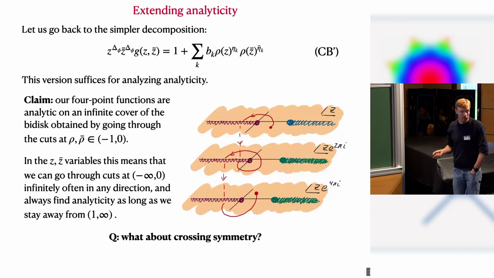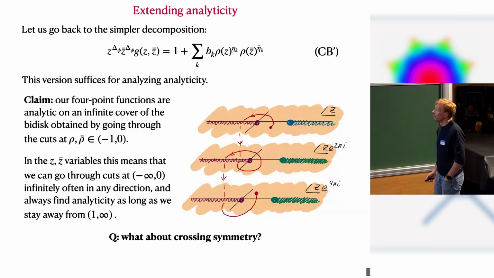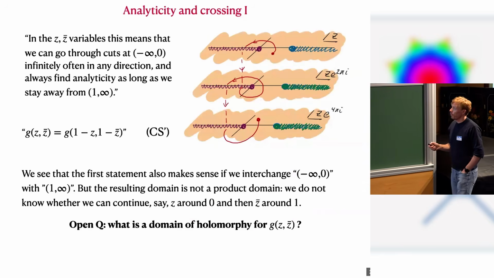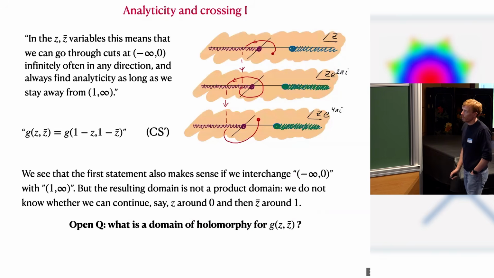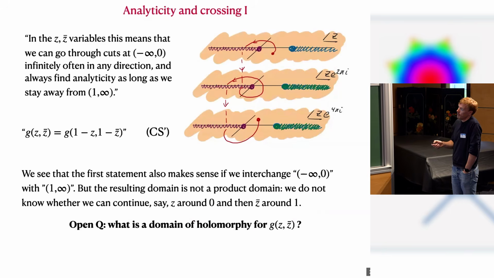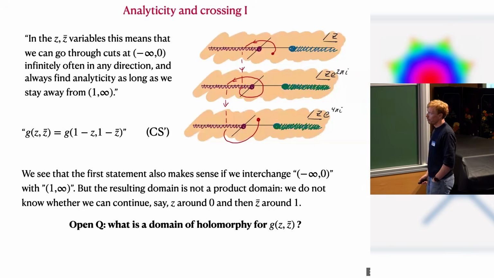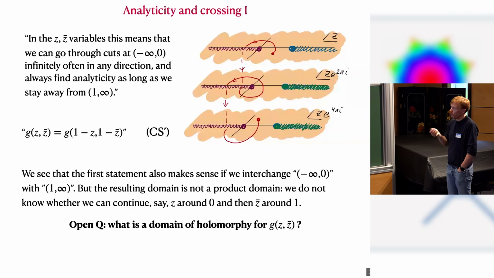But of course, this is just the CB decomposition, but we also have CS, the crossing symmetry statement. So we can ask, how does this rhyme with crossing symmetry? Here's the statement from the previous slide, and the CS statement, or the weaker version of it, is just the CS prime statement. We can combine these two statements, and this statement also clearly makes sense if you interchange minus infinity to 0 with 1 to infinity. So we can in fact also go through the other cut infinitely often. We can do it in the z variable, and there's also symmetry under z and z bar, so we can do the same in the z bar variable.